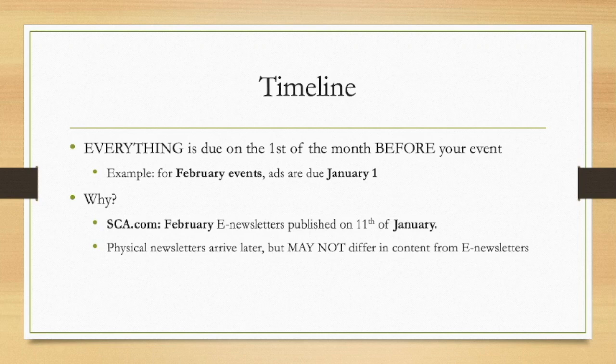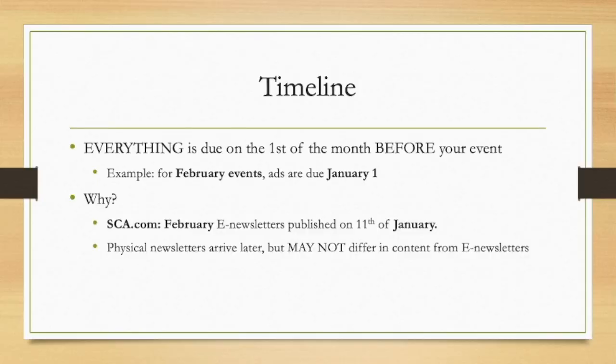So when do you have to get everything done? Let me just say, everything involved in an event ad is due on the first of the month before you host the event. So for example, for a February event, you should be working on the event ad during December so that it is submitted to the Kingdom Chronicler on January 1st.